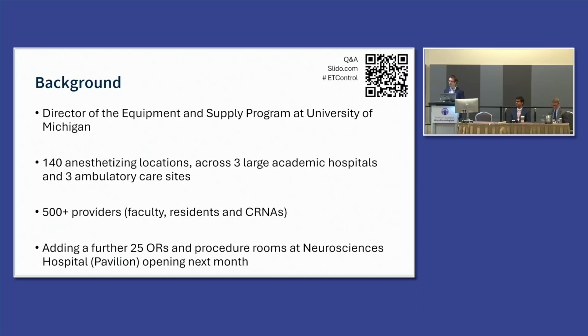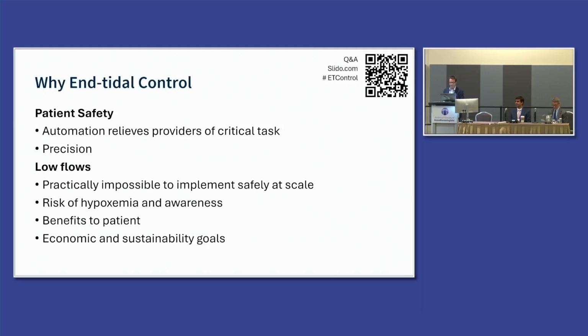In a lot of different types of site as well. We have some ASCs for outpatient stuff, and 3 large academic hospitals, soon to be 4. 500 providers. This is a big department. Rolling anything out takes a lot of effort. We have almost 90 residents, 300 CRNAs, 100 full-time equivalent faculty, and the new hospital opens next month.